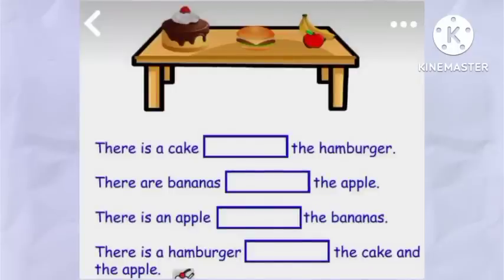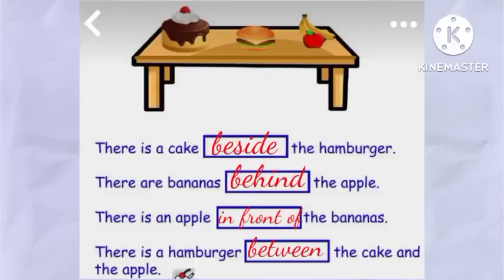On the table, there are cake, hamburger, banana, and apple. Very good. There is a cake beside the hamburger. And then there are bananas behind the apple. And there is an apple in front of the bananas. There is a hamburger between the cake and the apple. Very good. Now, next picture.